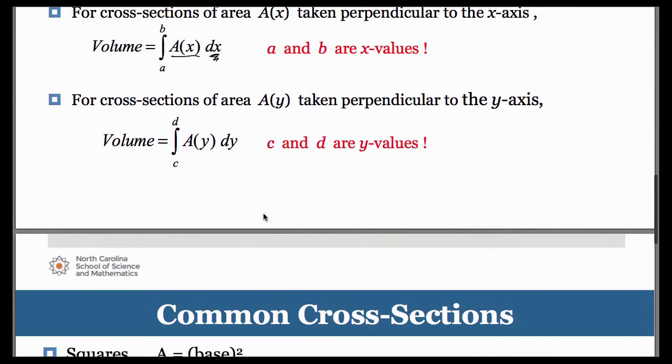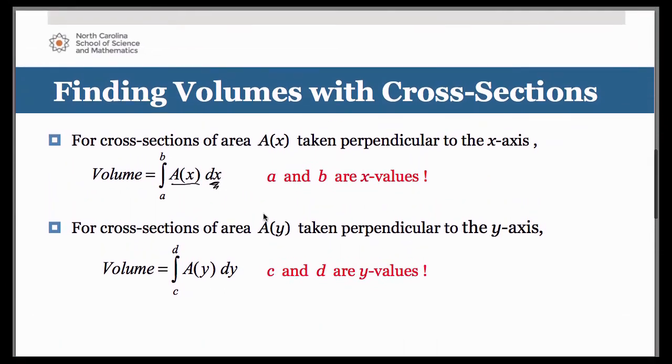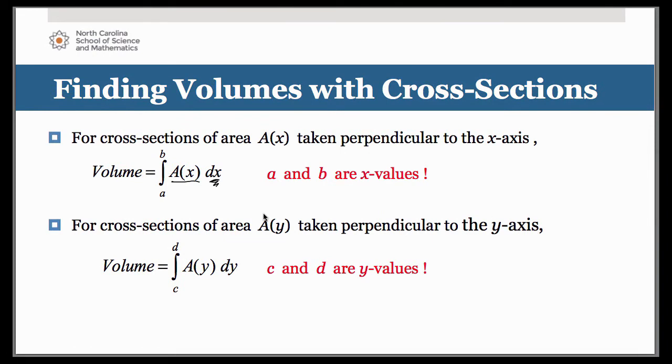So when we talk about taking the integral of the area of the type of cross section you have, we're talking about using those area formulas you just saw. For cross sections taken perpendicular to the y-axis, it then becomes a dy problem. Your limits of integration then are y values. Your area that you're going to be integrating, you need to remember, must be in terms of y. So that might be some rearranging of an equation you'll have to do.